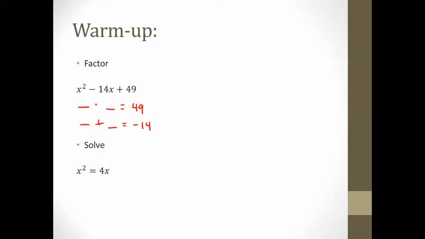In order to factor this, we need to think about factors that multiply to 49 and add up to negative 14. Think about two numbers that multiply to 49 and add to negative 14. Negative 7 and negative 7.